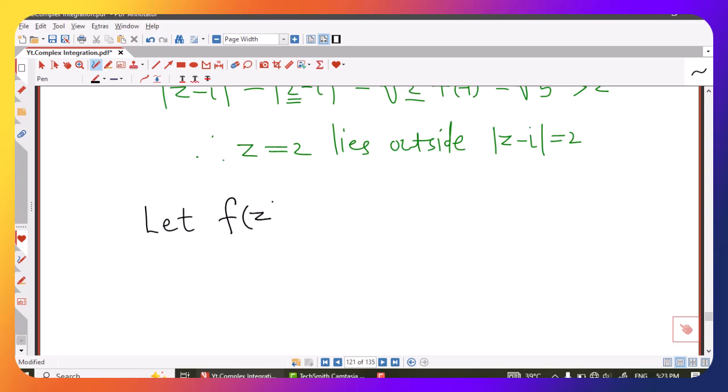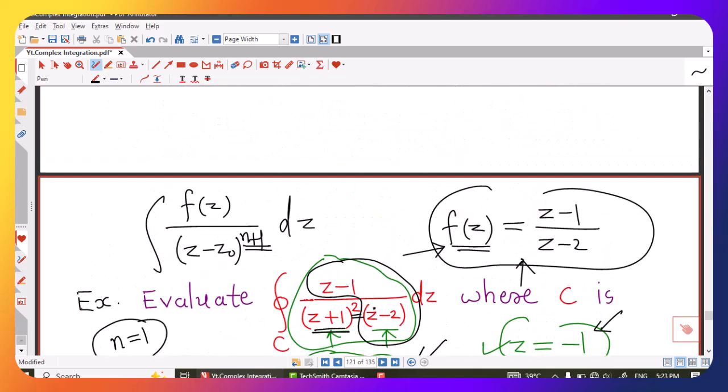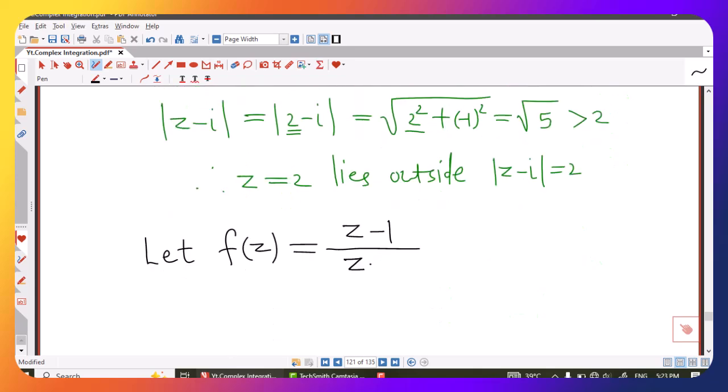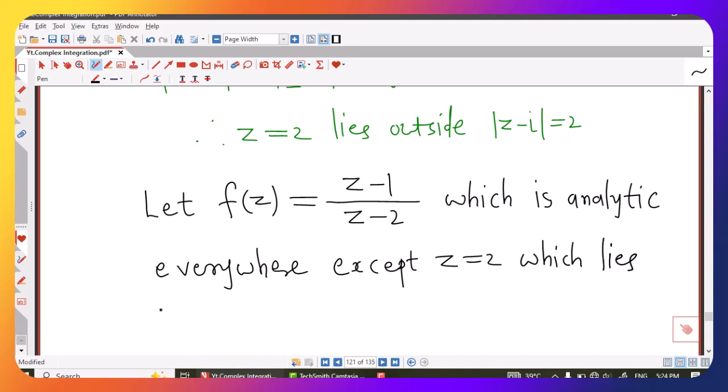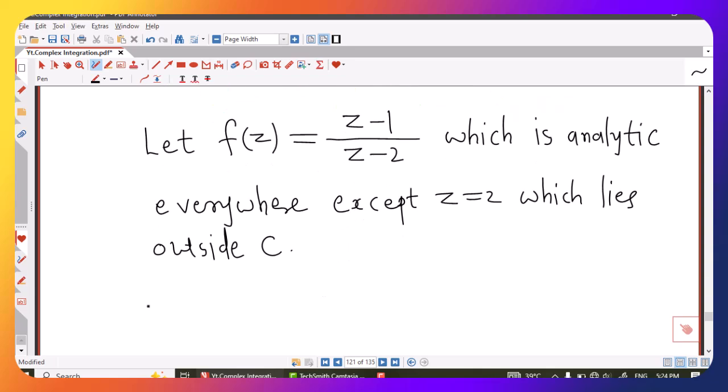So first we write down that we denote this function (z minus 1) by (z minus 2) by f of z. Let f of z equal to (z minus 1) divided by (z minus 2), and we know that because this is a division of two polynomials, this is analytic everywhere except z equal to 2, and z equal to 2 lies outside the given circle denoted by C. This means our function is analytic everywhere inside and on this simple closed contour C.